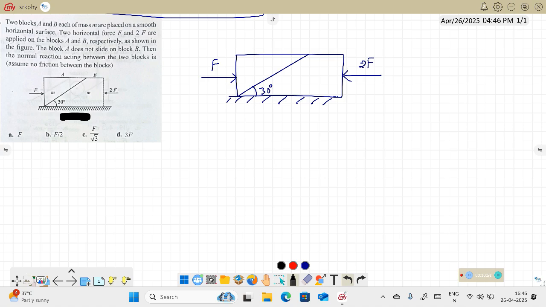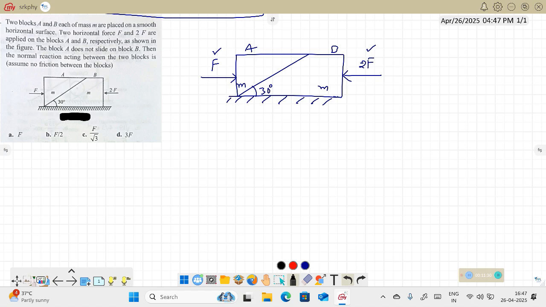Next question. See what is given in this question: a connected body system, it is only for understanding the concept of how to do it. Two blocks A and B. This is block A, this is block B. Both have the same mass, and both are moving on a horizontal surface. Two horizontal forces F and 2F are applied on the blocks. This is one of the forces, F, and this is another force, 2F. As you are looking, both are acting in opposite directions, as shown in the figure.